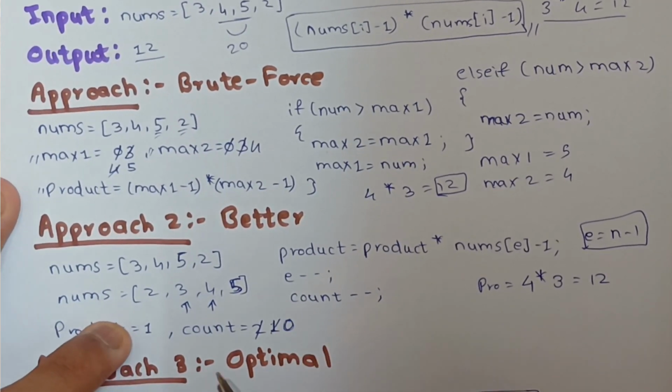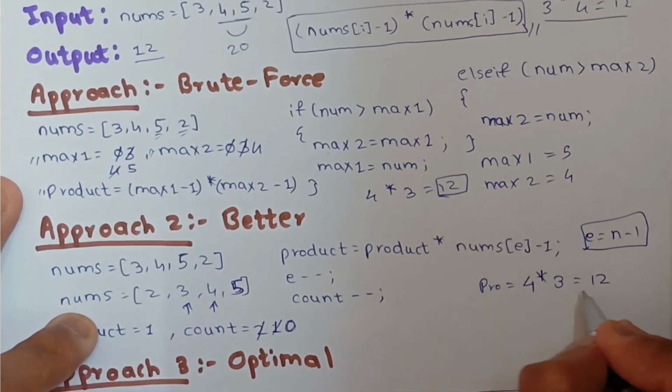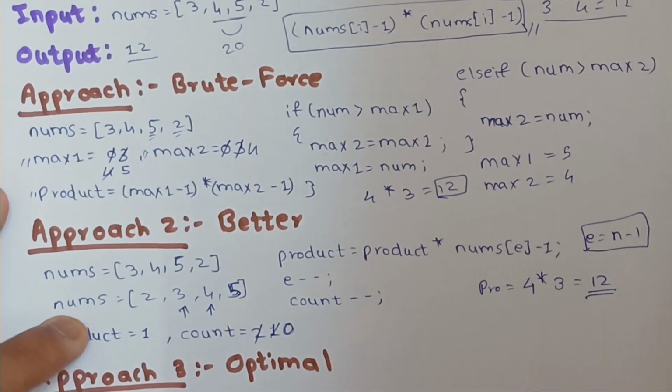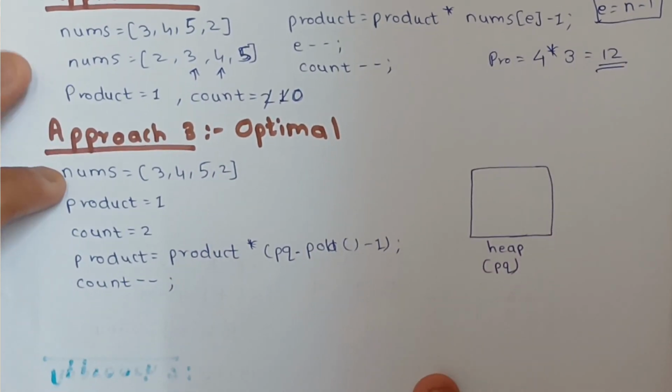And now, once the count is 0, then we will come out of the while loop and we will return the product. Product is 12 and output is also 12. Okay, this is a better approach. Now we will go to the optimal approach.